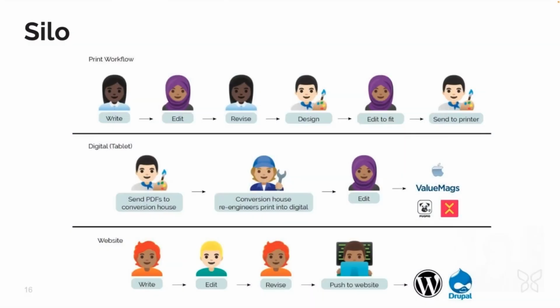Now, to put this a little bit into a graph form, my first silo is print, right? So this is a very simplified workflow. I know that there are a lot more steps involved, but you start writing the story, you edit it, you revise it, you design it, you start editing it to fit, and then you send it off to printer. Now the next silo is, this is if you're working on the tablet. There's a couple of ways to get onto the tablet. Perhaps you're sending PDFs to a conversion house. That conversion house is re-engineering that print to fit into a digital format. From there, you might edit it or revise it, and then you send it off to your endpoint channel.